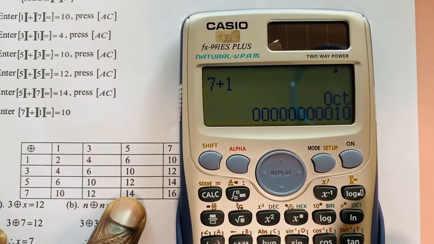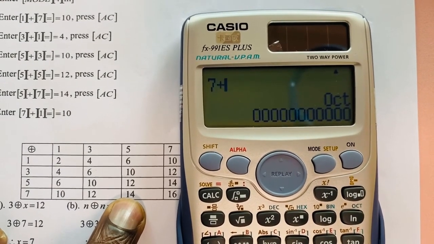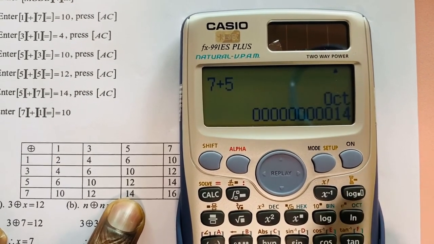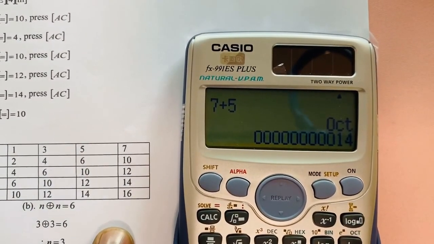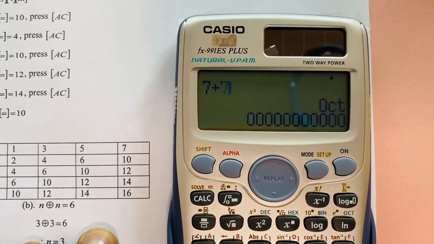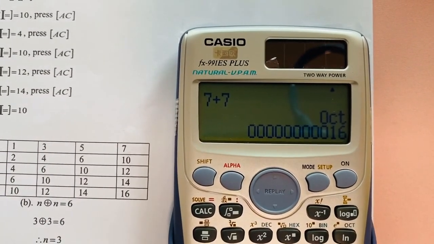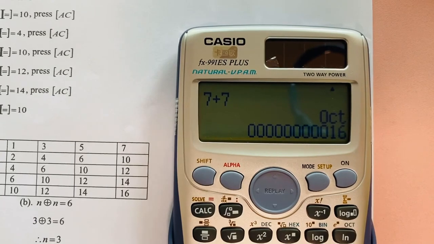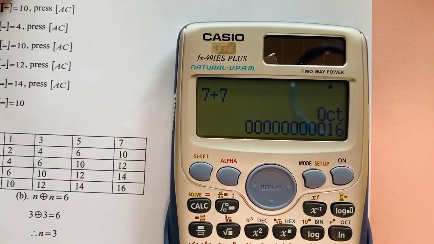Now we go 7 plus 5. So we have 7 plus 5 gives you 14, and 7 plus 7 is 16. So you go here, AC, 7 plus 7 gives you 16 here. After completing your table, you solve the answers below, and as simple as that, using your calculator to do your number bases.